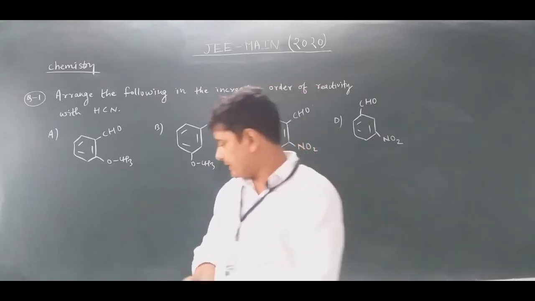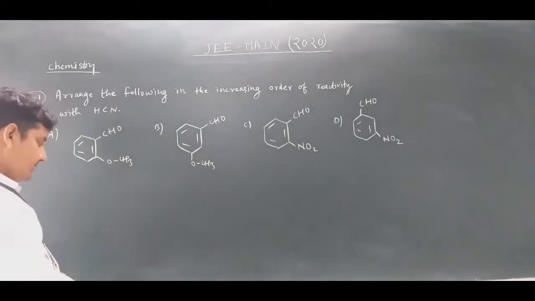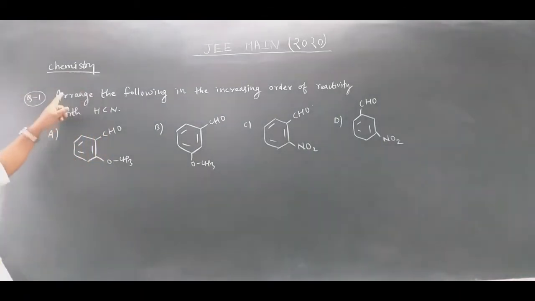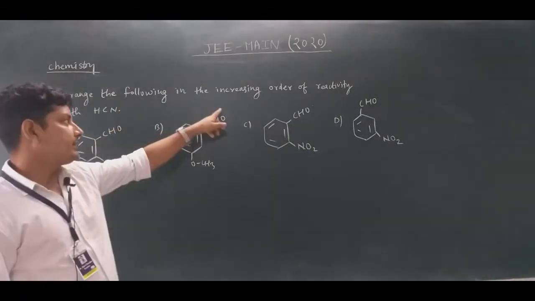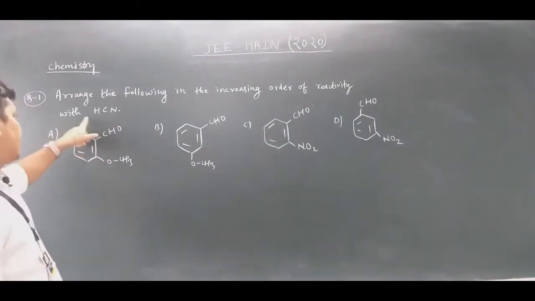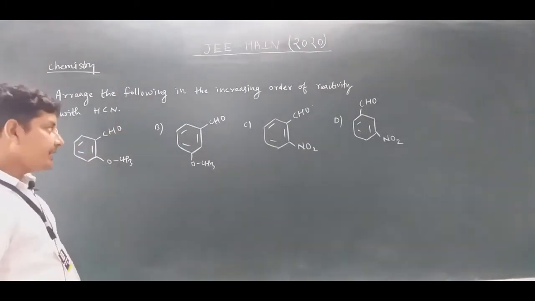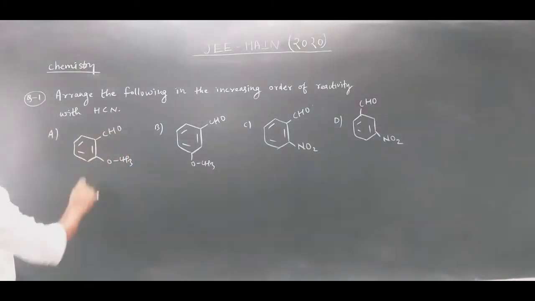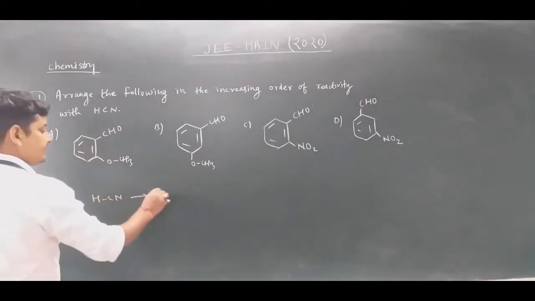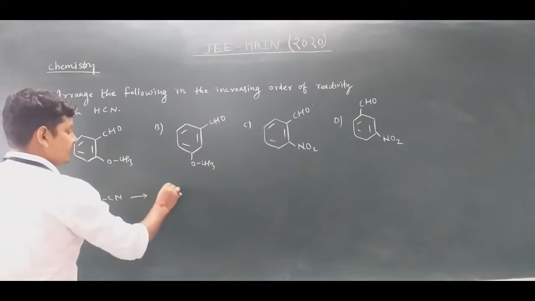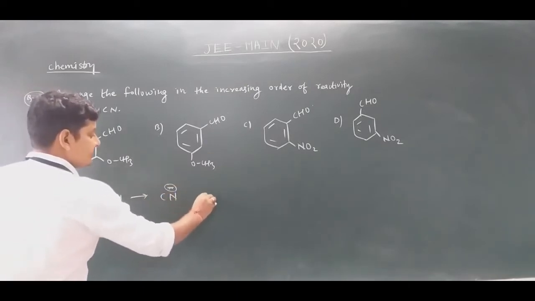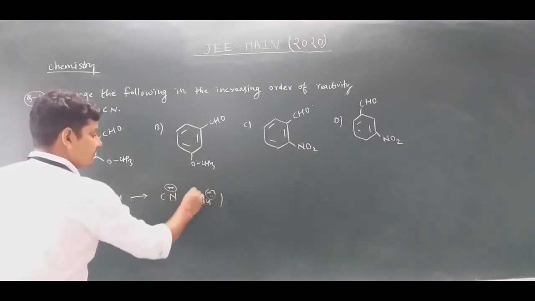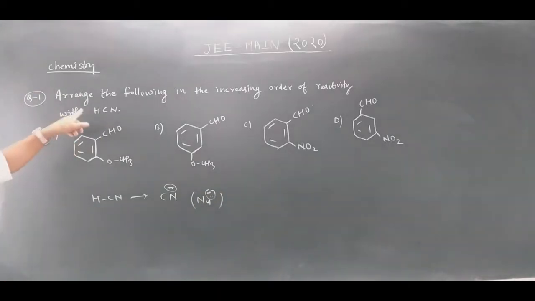So the first question here is: arrange the following in the increasing order of reactivity with HCN. This is hydrogen cyanide, which basically gives CN minus as nucleophile. So here they are asking about the increasing order of reactivity with HCN.